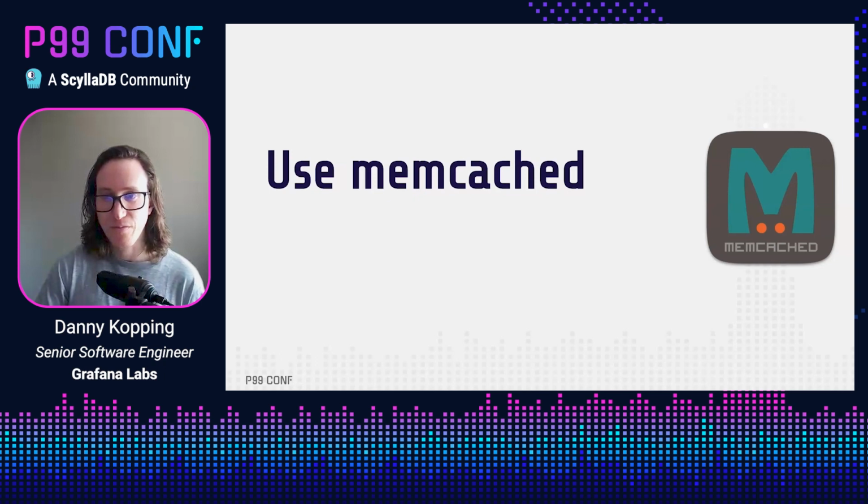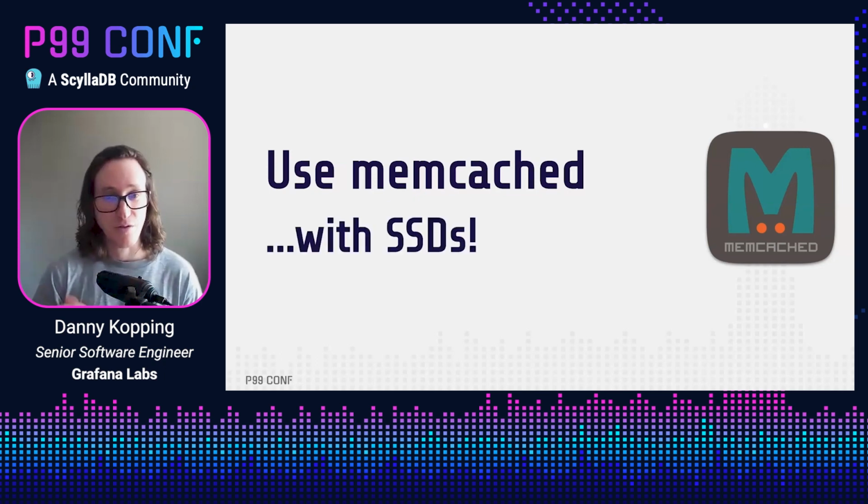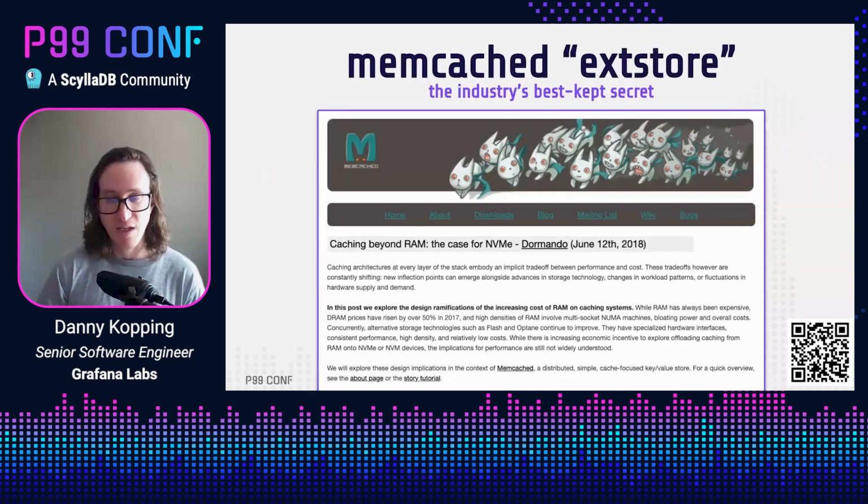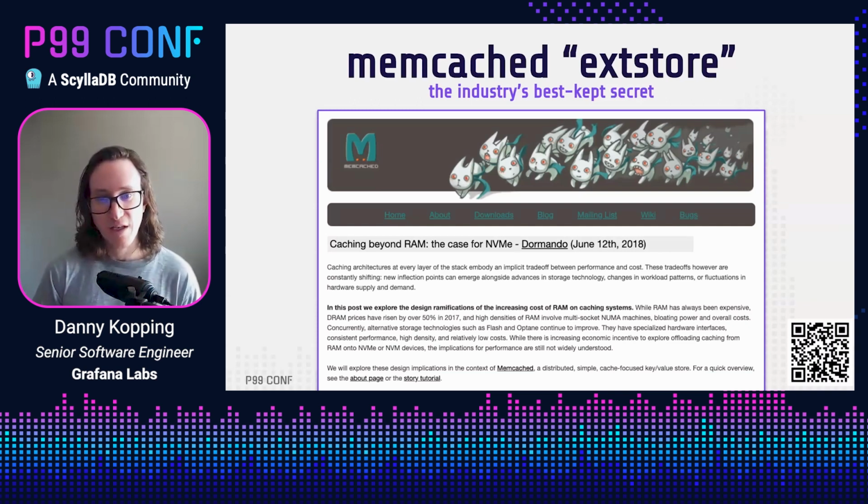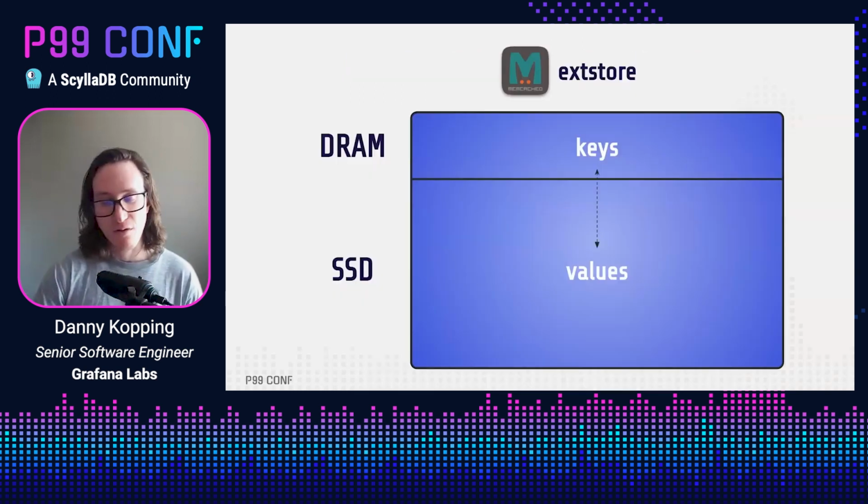in our cache. And the solution that we came up with was to use Memcached, but now use it with SSDs. Memcached has this very little known feature called Extstore, and it's been around since 2018. And in this really interesting blog post by the Memcached maintainer, he talks about a lot of the economics and the performance characteristics of SSDs and how they are now an attractive proposition for use in caching systems. And the QR code here will take you to that blog post, and it's well worth a read.